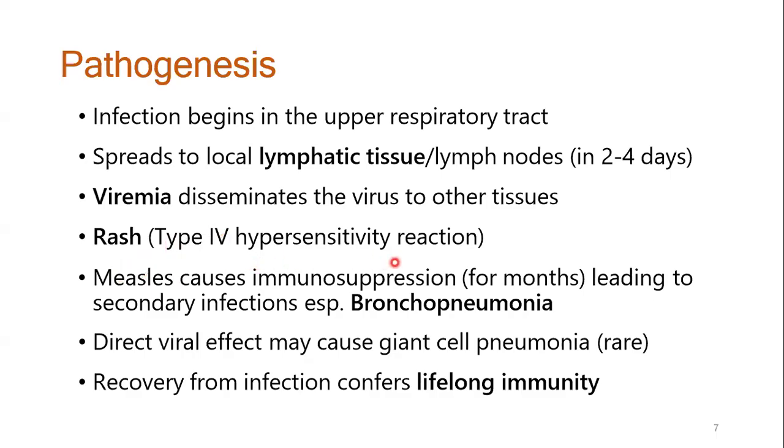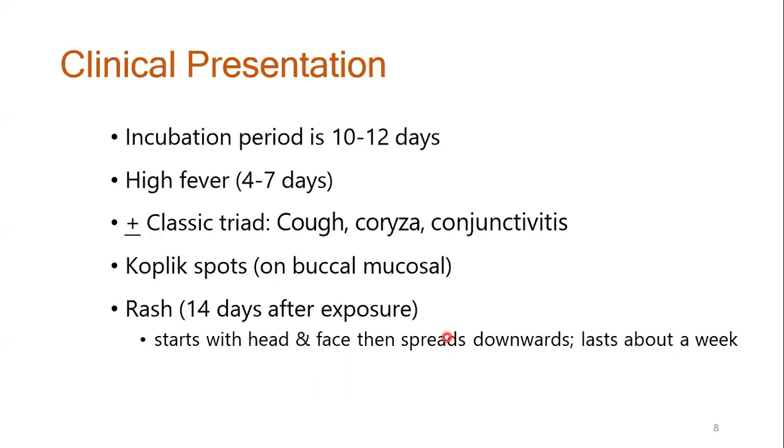Then measles causes immunosuppression for months, leading to secondary infections, especially bronchopneumonia. It's usually concomitant. A patient who has measles can get bronchopneumonia caused by bacteria, okay? Direct viral effect may cause giant cell pneumonia, which is rare. Recovery from infection confers lifelong immunity. So once you get measles and you recover from it, you have lifelong immunity.